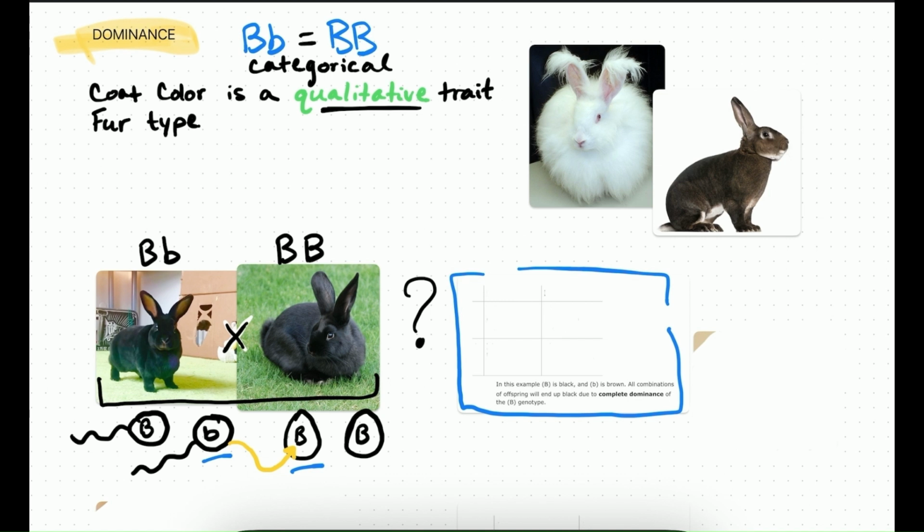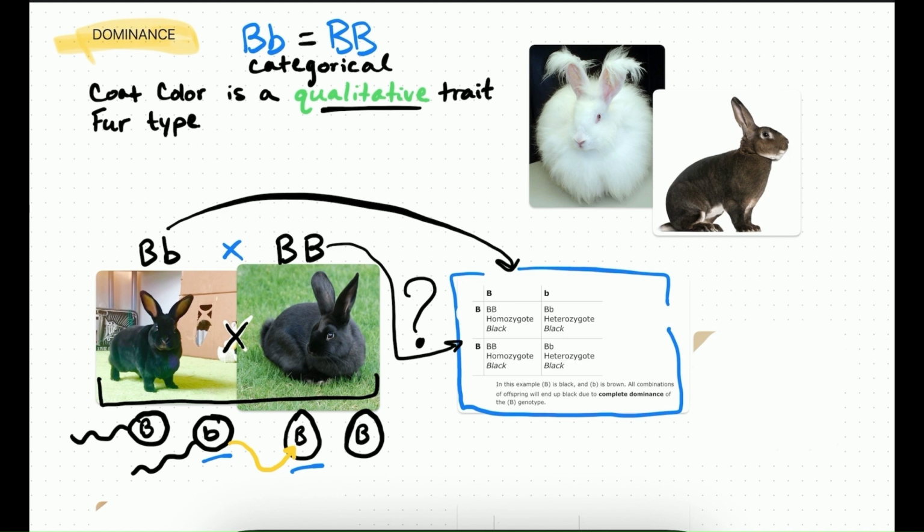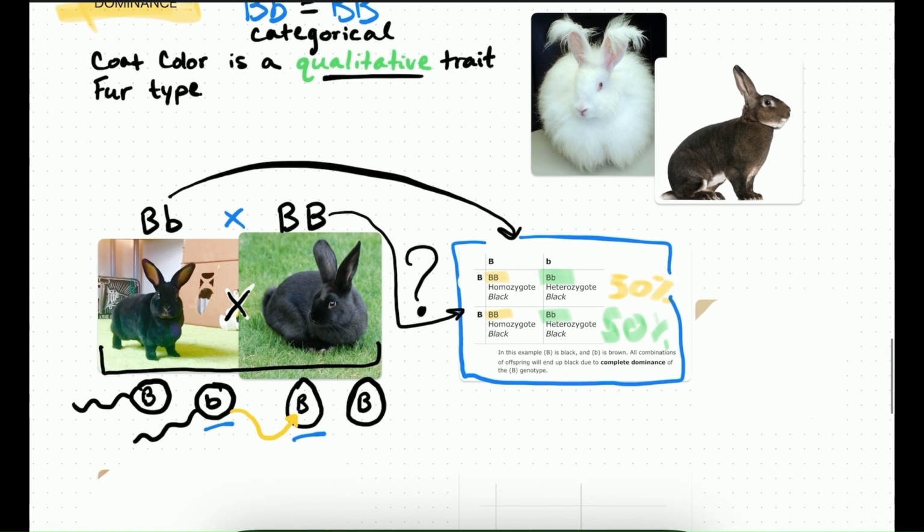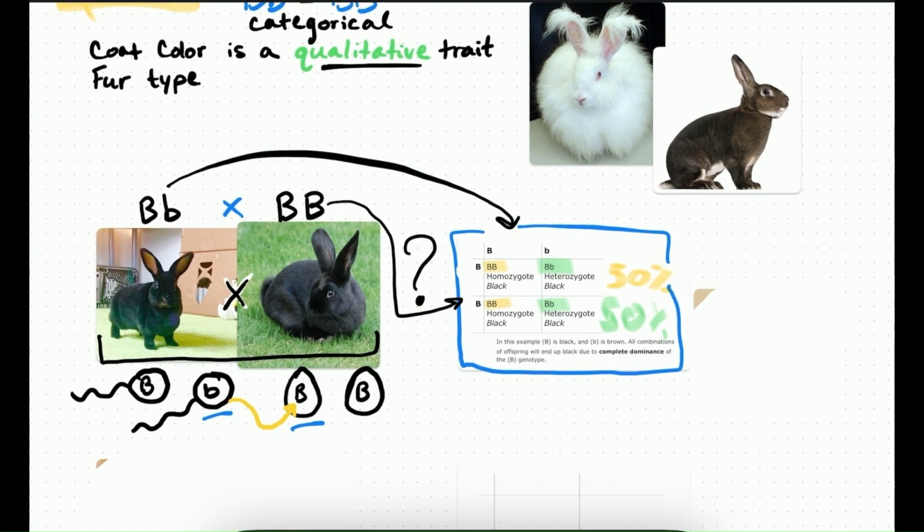In the cross of big B, little b, crossed with big B, big B, there is a 50% chance that the offspring will be homozygous black, big B, big B, and a 50% chance that the offspring will be heterozygous black, big B, little b. In this example, big B is black and little b codes for brown. And we have complete dominance of the big B over the little b. So if there's ever a pair of them both, we will only see the phenotype for the big B.